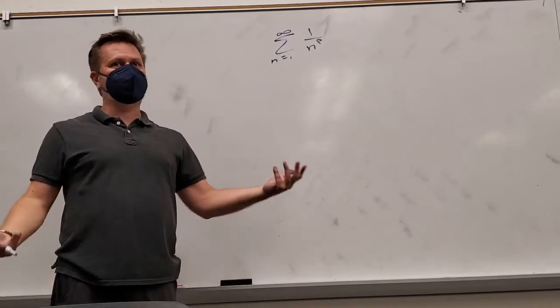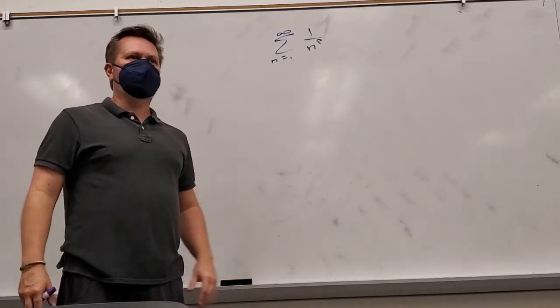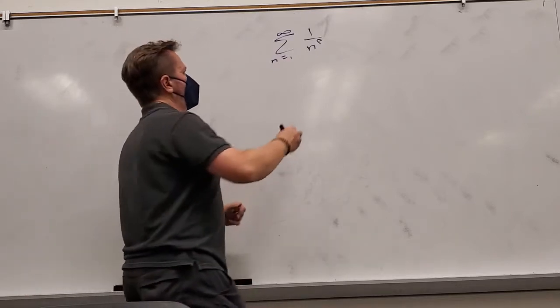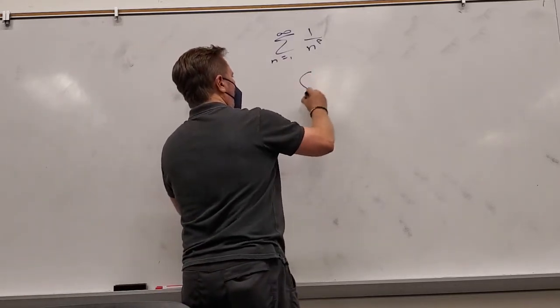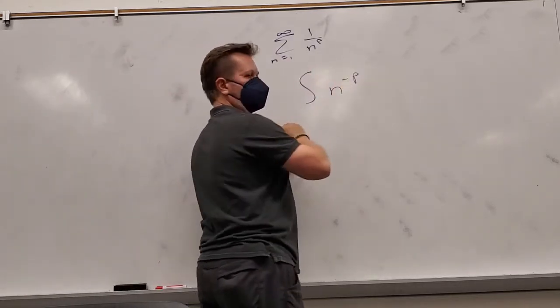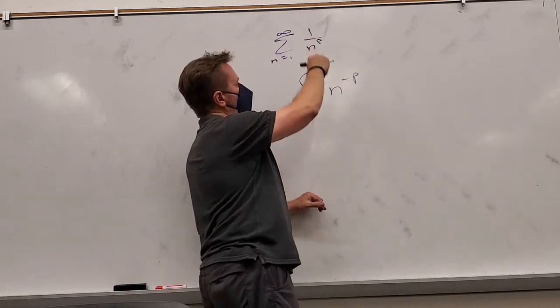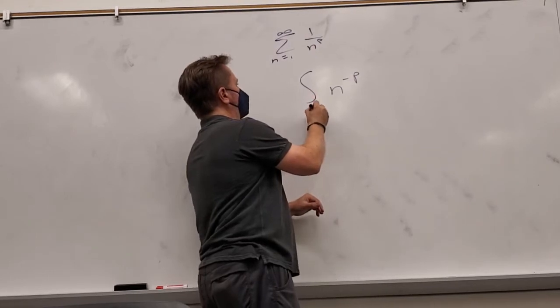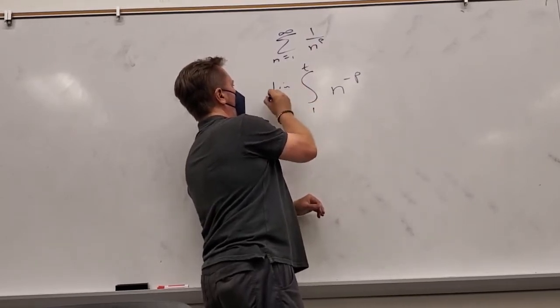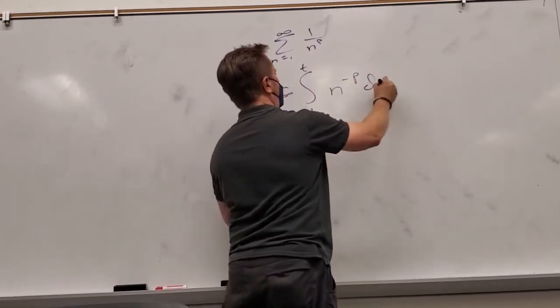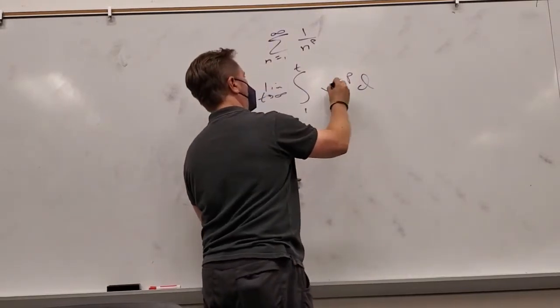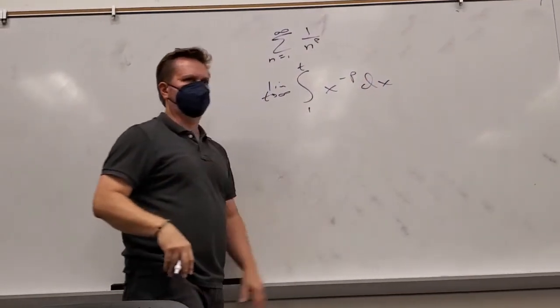Some of you guys might be like, how do I do an integral? Well, I don't even know what that is. Let's find out. So let's do it like this. Is that cool? Sure. Right? What is the integral of 1 over x to the p, or x to the negative p, from 1 to t, limit as t goes to infinity, dx. Let's make this an x, sorry. Gotta make it an x for this to work.